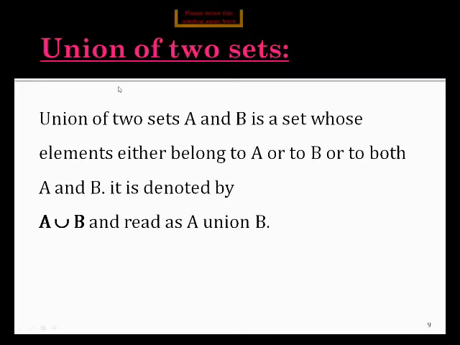Now, how to find the union of two sets? What is a union? Union is an operation on two sets. How do we define the union? The union of two sets A and B is a set whose elements either belong to set A or to set B or to both A and B. It is denoted by A ∪ B and read as A union B.